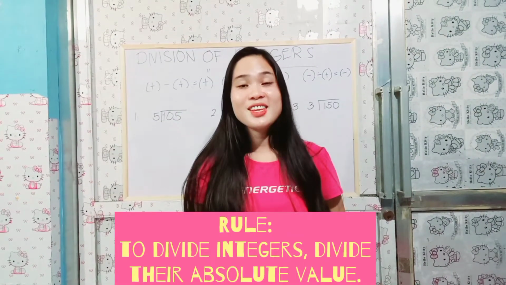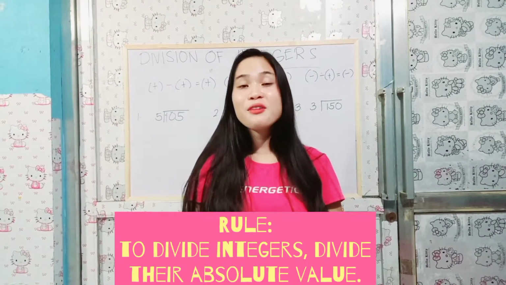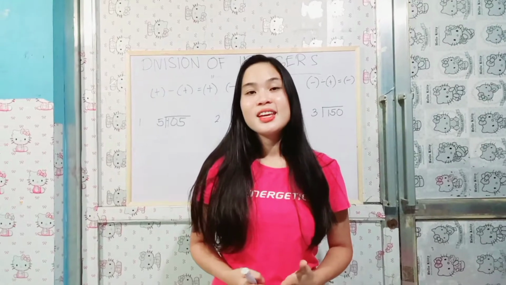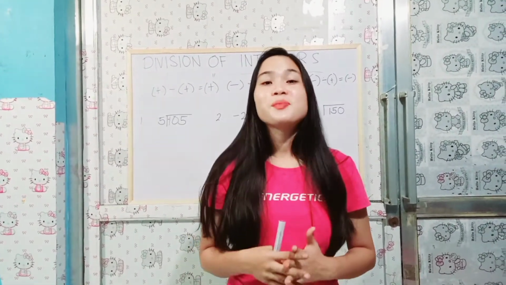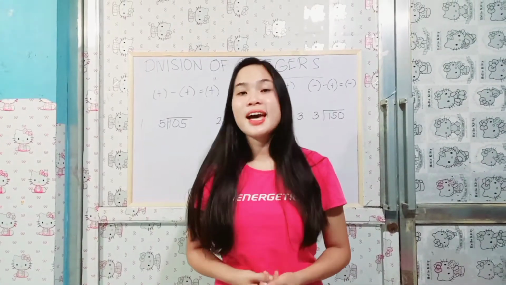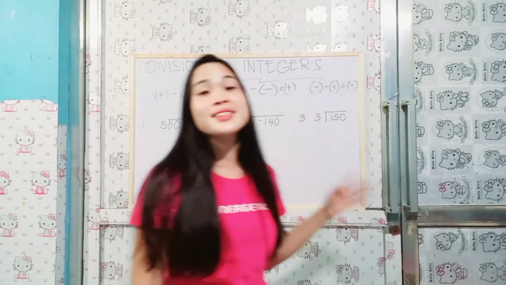To divide integers, you are going to divide their absolute value, and then after, look at their sign. If they have the same sign, then your quotient will be positive. If they have different signs, then your quotient will be negative. So let us apply this in our examples.